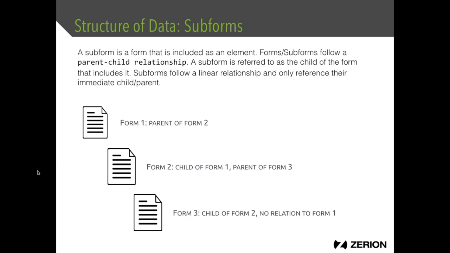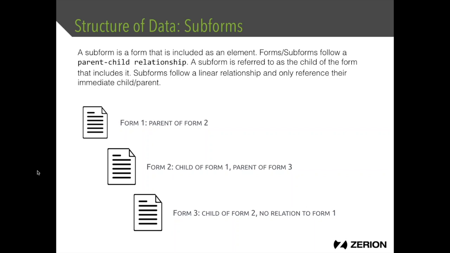When we describe subforms, we like to use a parent-child relationship to describe how they are related to one another. And so what that would mean is if I have form number 1 and form number 2 and form number 3, as you see below, form number 1 would be the parent form of form number 2. And so then you would refer to form number 2 as the child of form number 1.